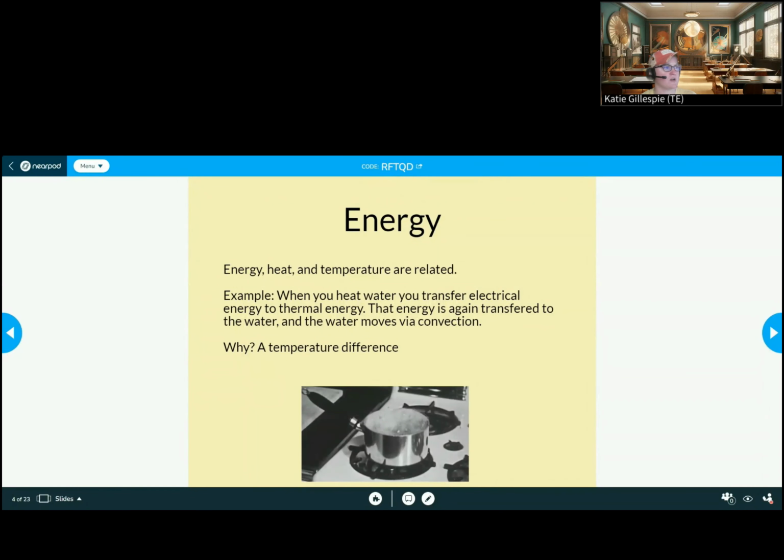As you heat water, you transfer electrical energy that's coming from the eye of a stove there. It becomes thermal energy. It's transferred then through the water to the water molecules. And then that water is actually moving via convection. Convection, we've talked about so much. We've got a lab coming up on that.